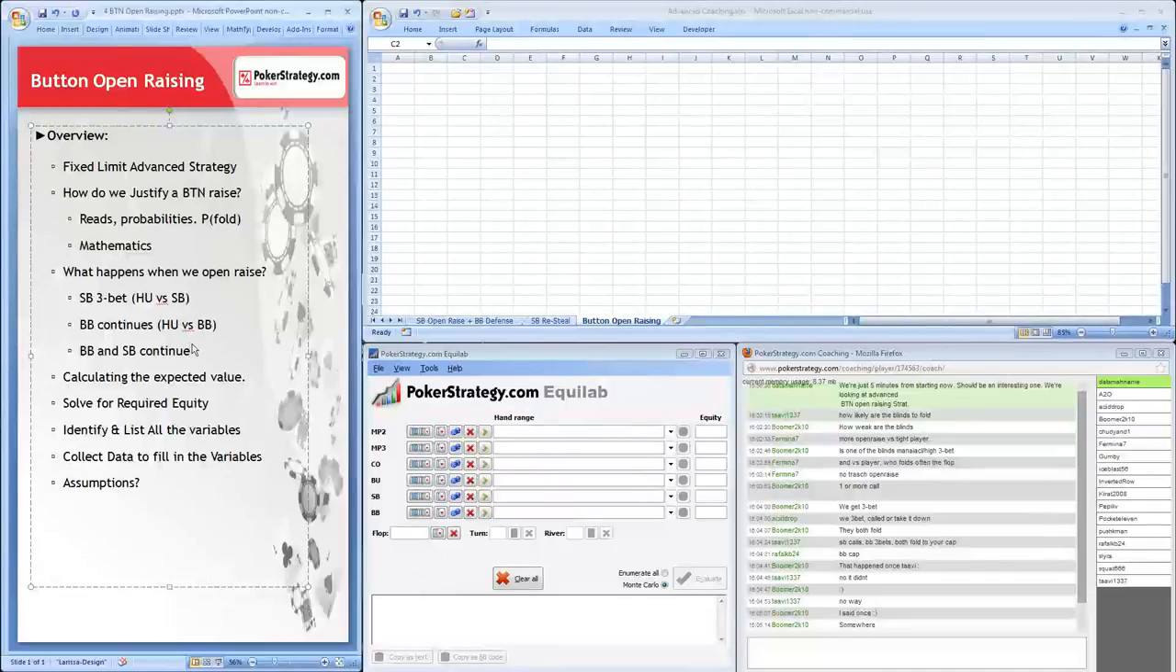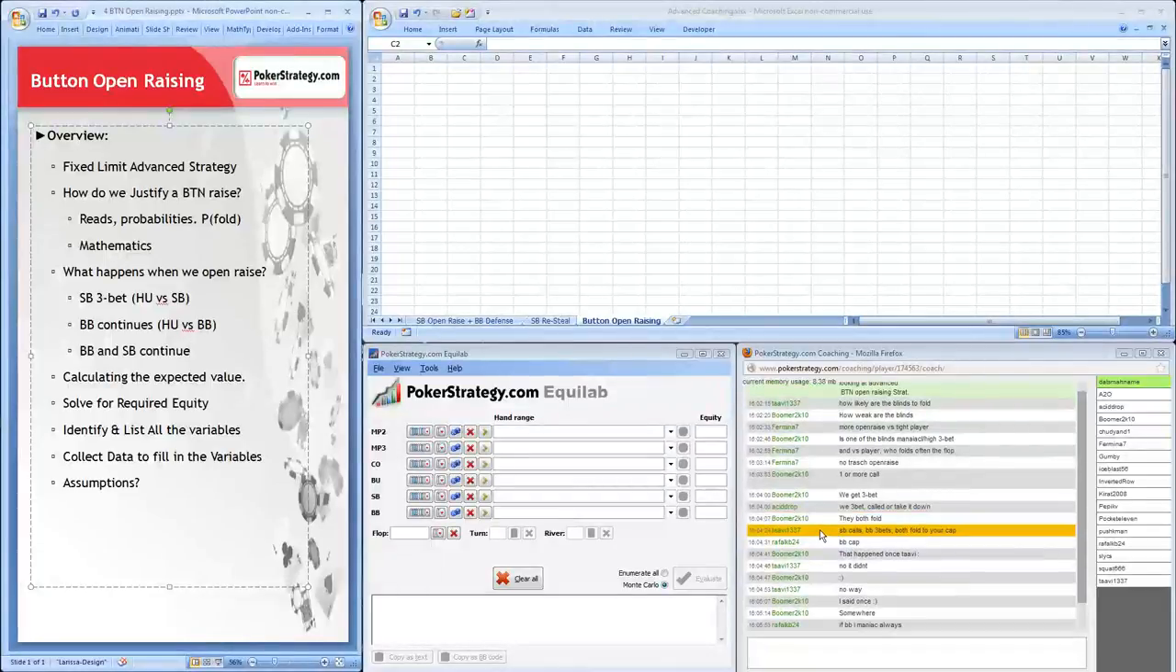But there's a fourth situation, right? And I haven't seen it listed anywhere yet. What's the fourth situation that can occur when we open raise?